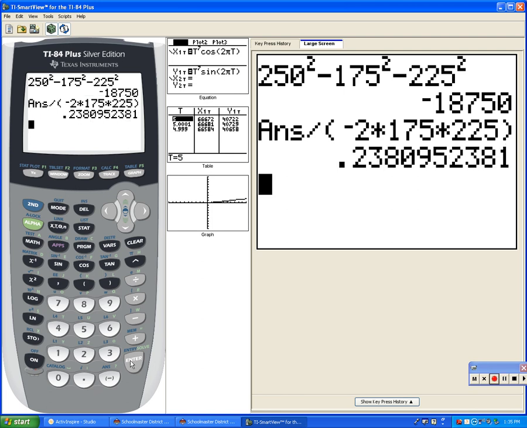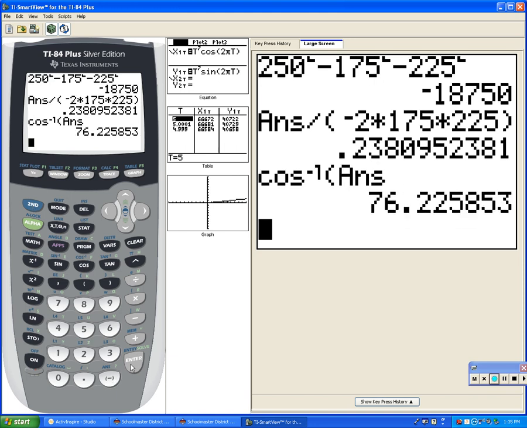Okay, so when I hit enter, that gives me a decimal answer. Is that my answer? No, because I'm trying to find the angle, right? So what do I do to find that angle? I do second cosine of that answer, and I come up with an angle of about 76 degrees.